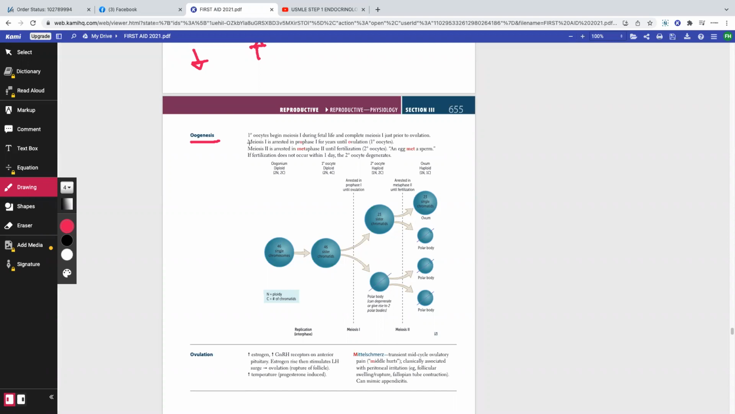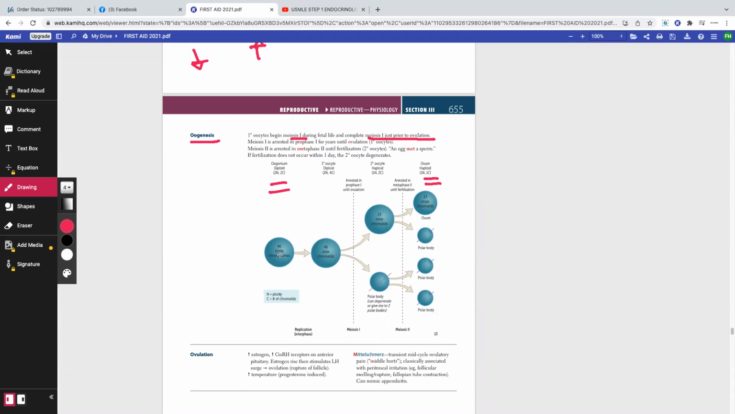Okay, so oogenesis. What is oogenesis? Oogenesis is basically the development of the ovum from an oogonium. Primary oocytes begin meiosis 1 during fetal life, and they complete meiosis 1 just prior to ovulation. This is very, very important.